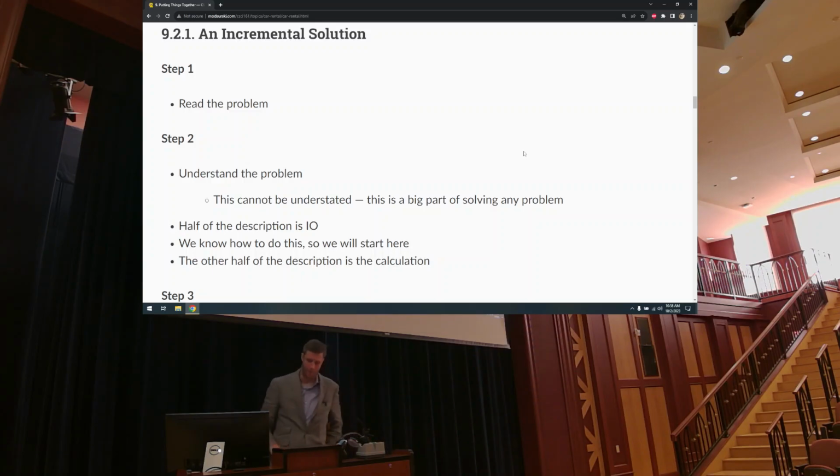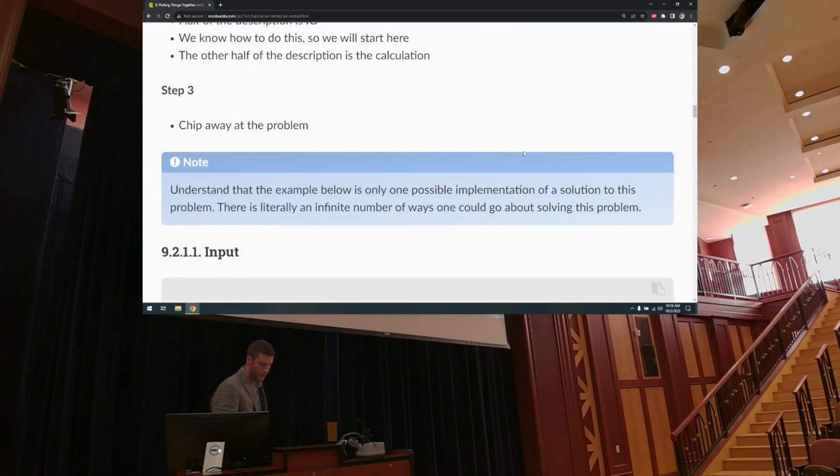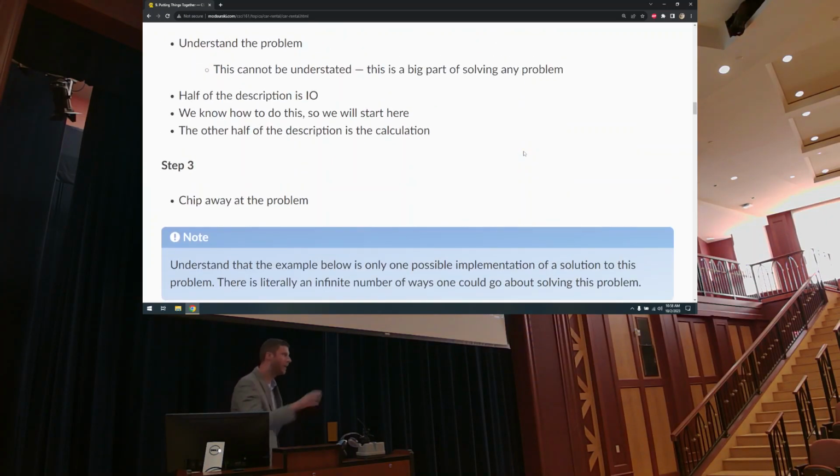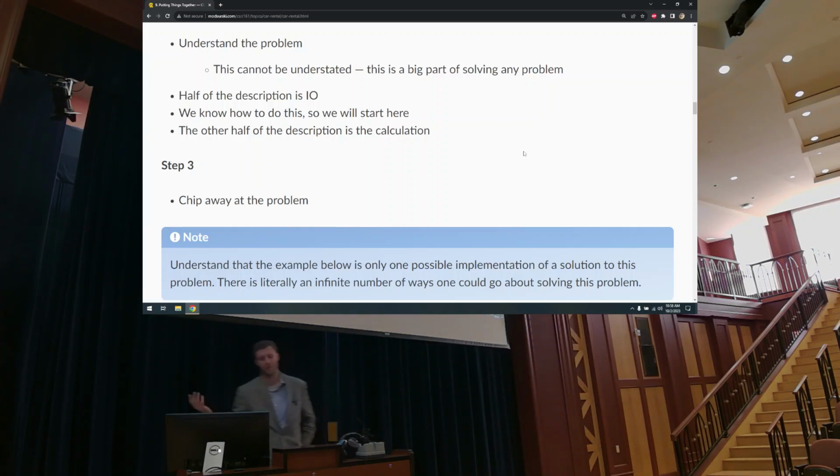So what is the problem? Well, we realize half of this problem is I/O, input and output. We've got to get all this information from when they get their rental agreement, right? Their age, how many days, odometer readings, etc. And then we want to print out the final result.